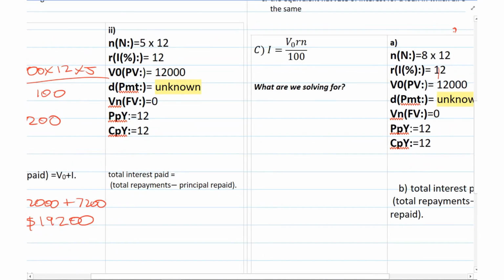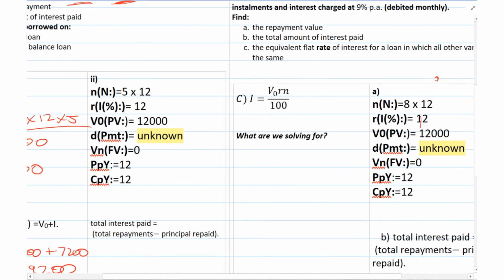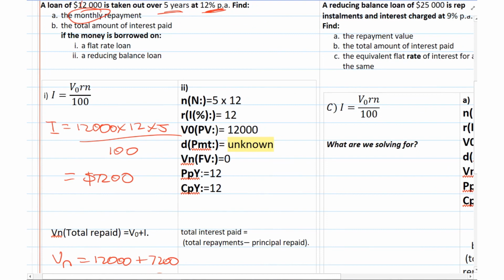Okay, so now we look at number 2, where we've got a reducing balance loan. And we can see that when we've got a reducing balance loan, we use Finance Solver. Always use Finance Solver. We can type this into our Finance Solver and enter 5 times 12 as the number of payments, for the same reason given before.